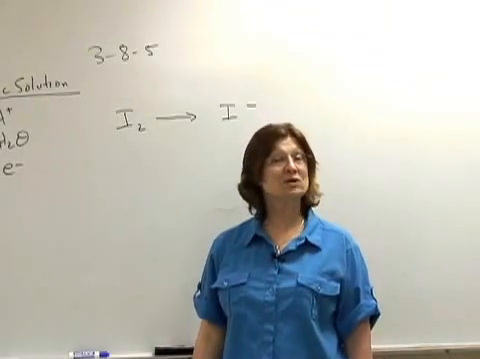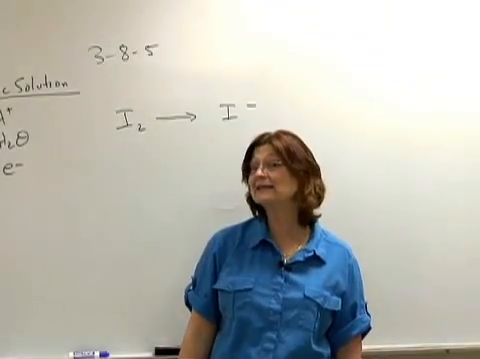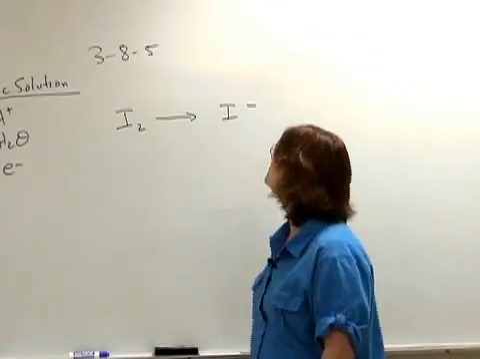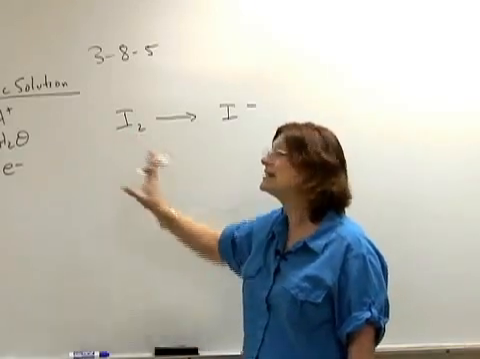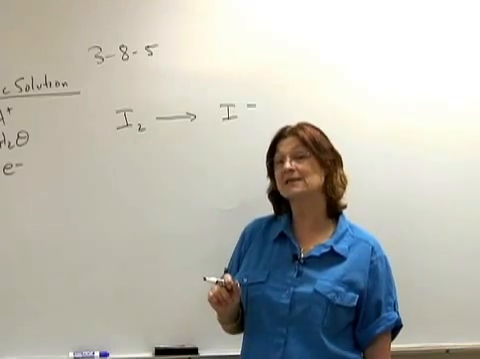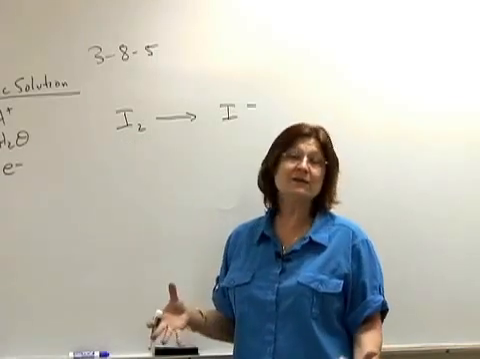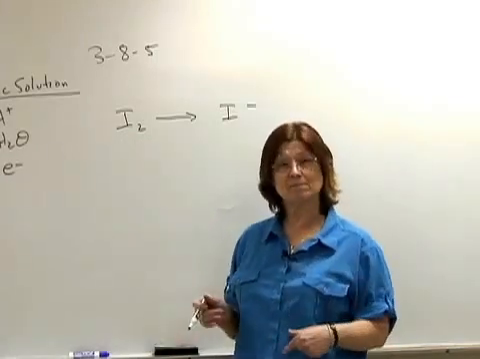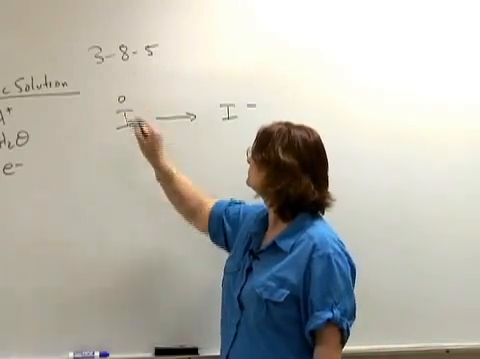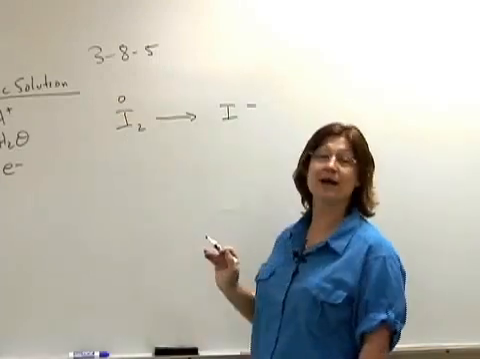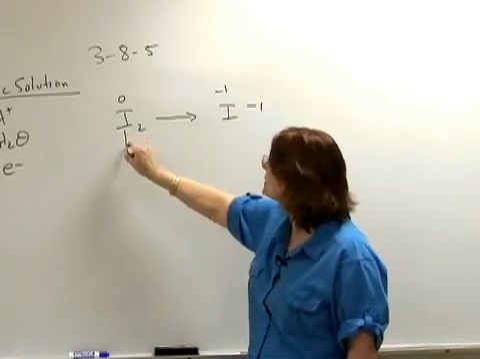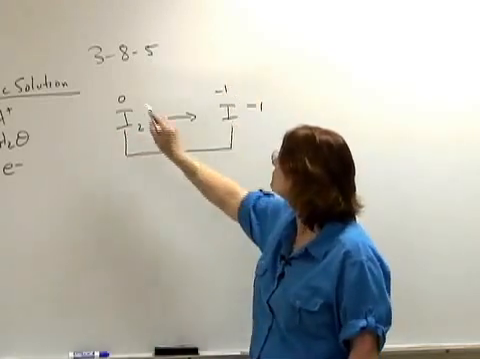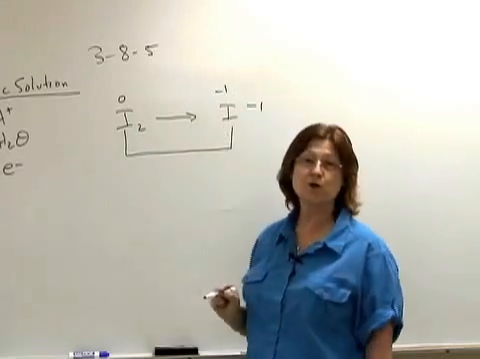The first thing that we must always do when we are balancing half reactions is find the charges of all of the elements. And iodine is standing alone. It is a diatomic molecule. And anything that is by itself, standing alone, must be 0. And then obviously, my iodine here is -1. And what has happened here is that I have gone from 0 to -1.